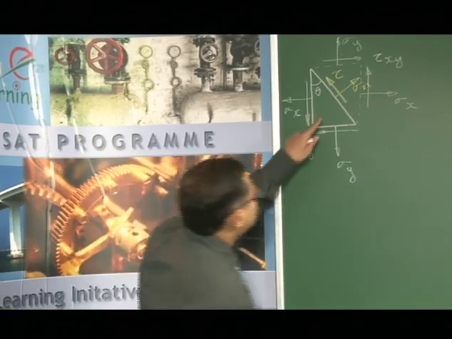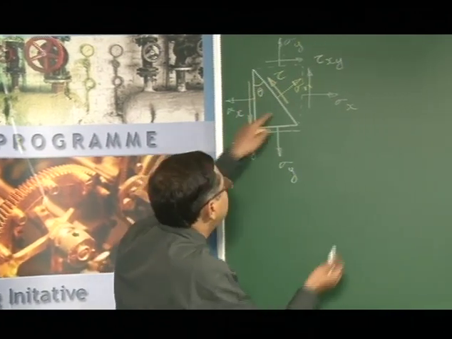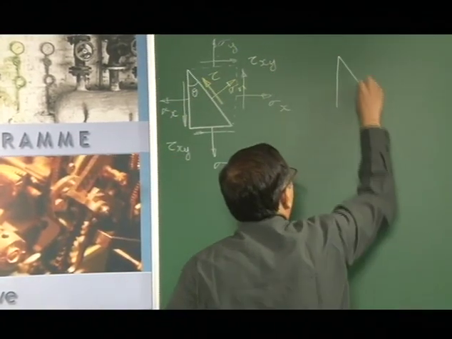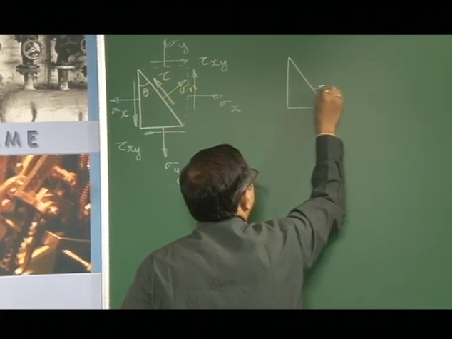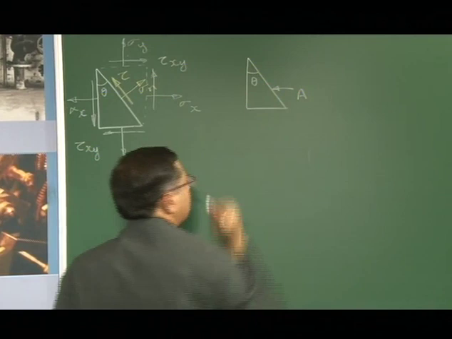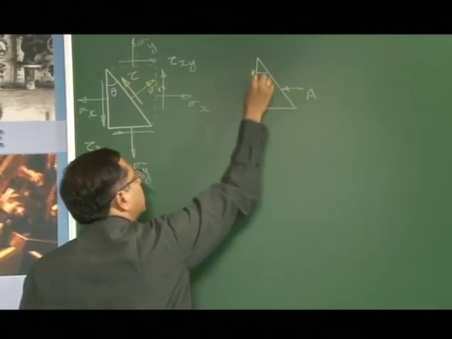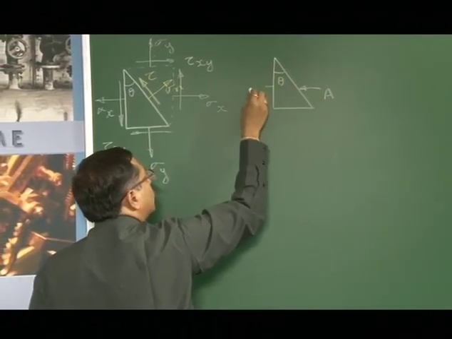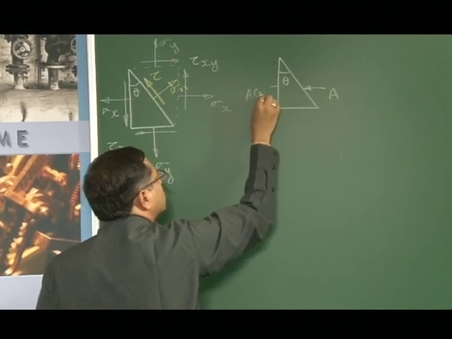Now, let us take this element separately. I will write this element again, and let this area be A. Now, we are taking this to be the angle theta. So, if this is area A, this would be equal to A times cos theta.